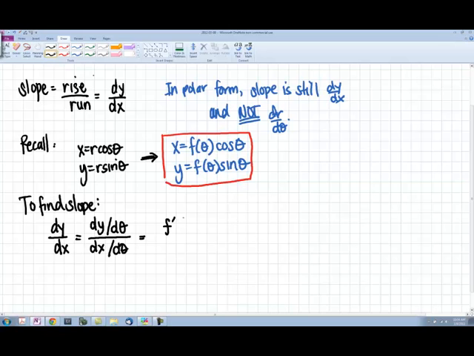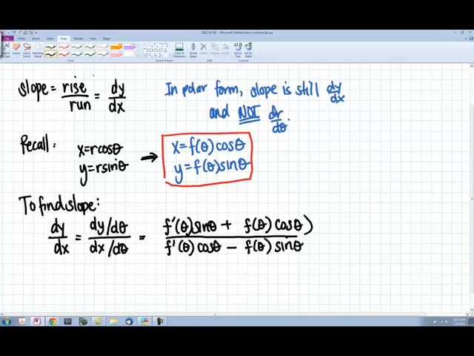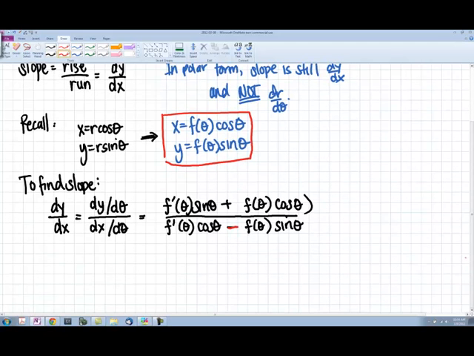So the derivative of y with respect to theta will be f prime of theta sine theta plus f of theta times cosine theta. That's using the product rule. And then all over f prime of theta cosine theta, now minus f of theta sine theta. And it's a minus down here on the bottom because the derivative of cosine theta is negative sine theta.